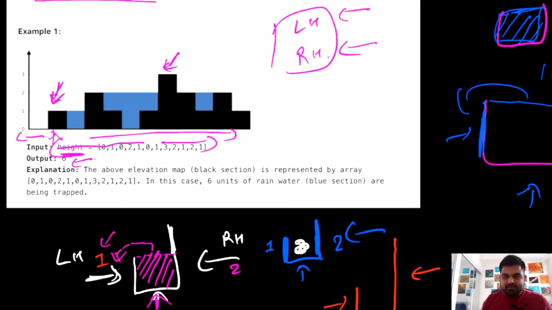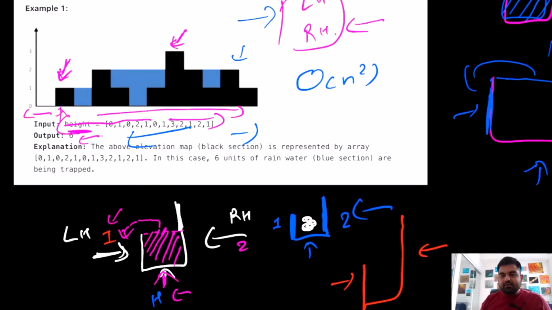Brute force tends to be dumb, like we are not doing anything clever over here. That's why we would end up with a time complexity of big O of n square, because at any single position we are going to iterate over the entire array to find these two values, left height and right height. Now can we do something better over here, and how can we find a better approach?